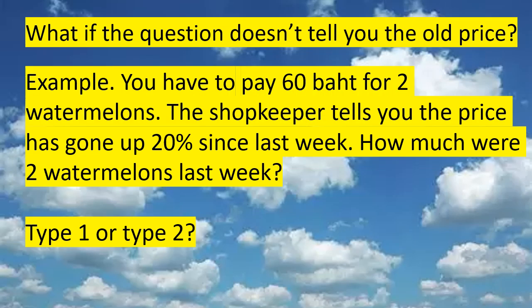What if the question doesn't tell you the old price? So for example, you have to pay 60 baht for 2 watermelons. The shopkeeper tells you the price has gone up by 20% since last week. So how much were 2 watermelons last week? So first you have to decide, is this type 1 or type 2?